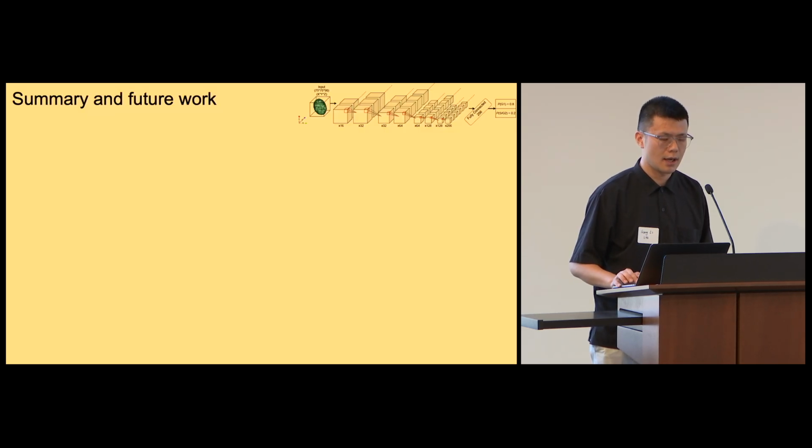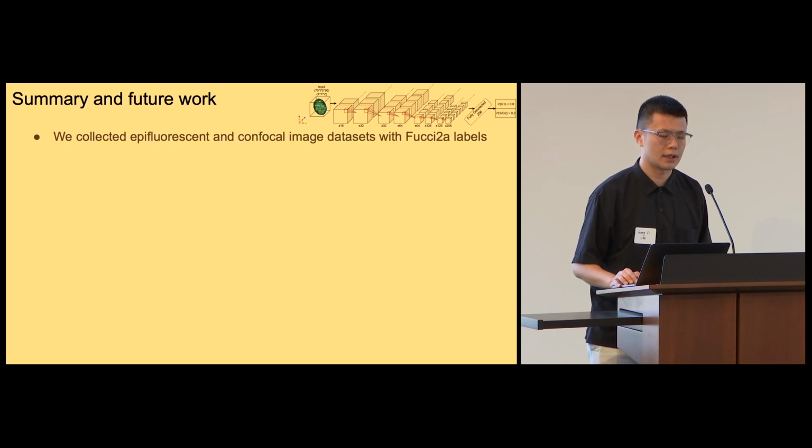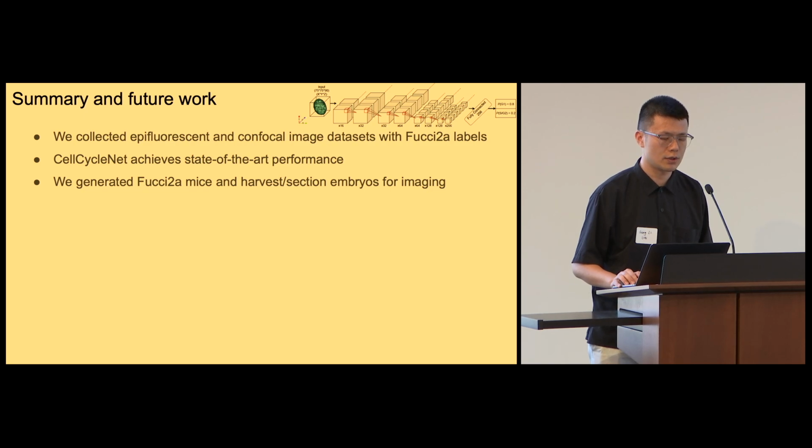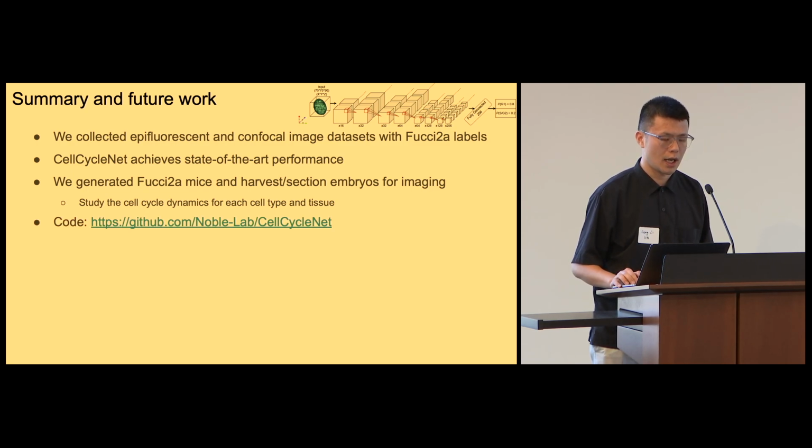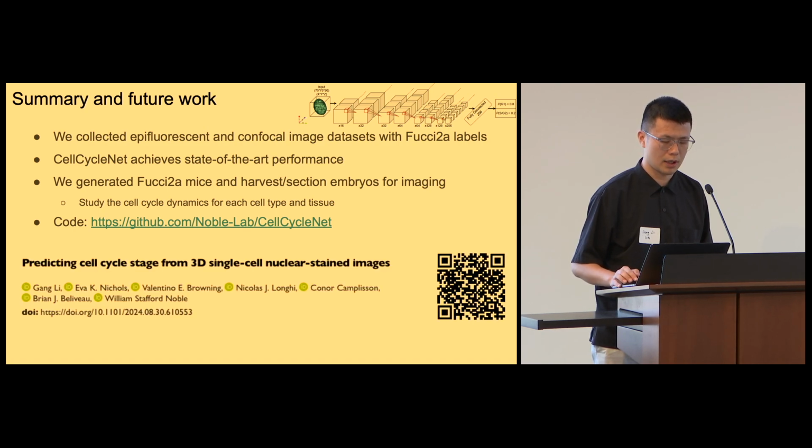In summary, today I have shown you that we collected both epifluorescence and confocal image datasets with Fucci2A labels, and our cell cycle net achieved state-of-the-art performance. We generate Fucci2A mice and harvest embryos for imaging. Ultimately, we want to study the cell cycle dynamics for each cell type and tissue. Our code is available on GitHub, and our preprint is also available from this QR code.